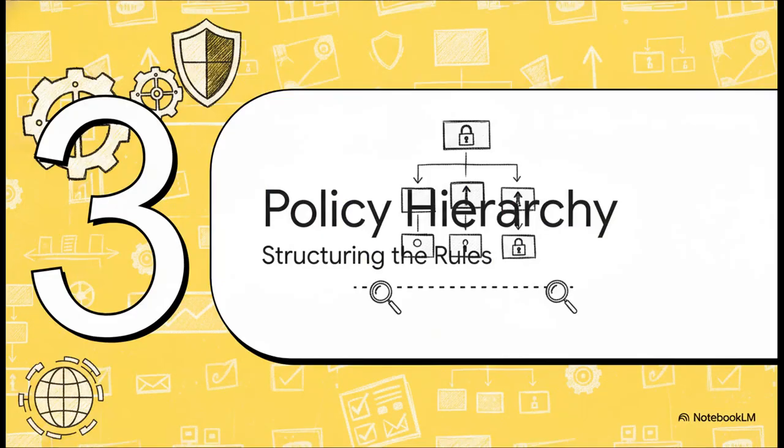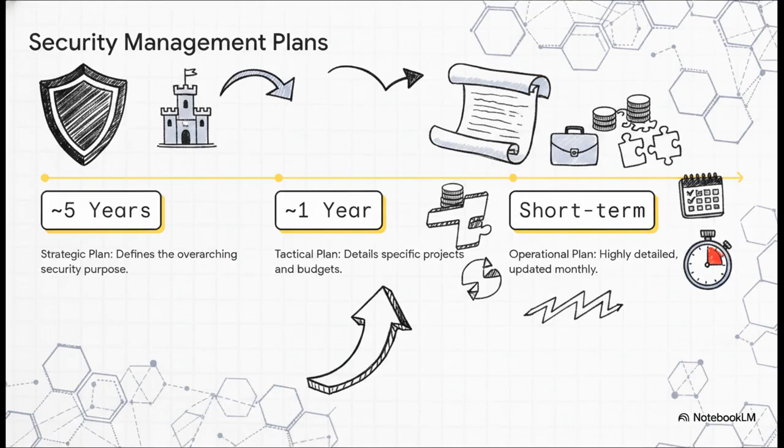Okay, Part 3, Security Policy Hierarchy, Structuring the Rules. Security management planning operates on 3 very distinct timelines. First, the strategic plan. This is your long-term, fairly stable vision looking at about 5 years. It defines the overarching security purpose.